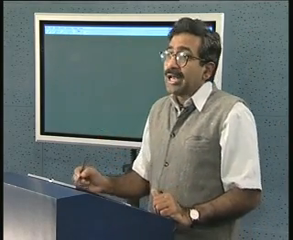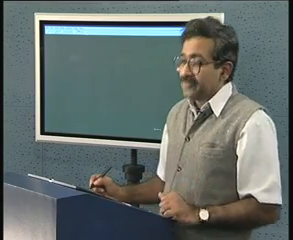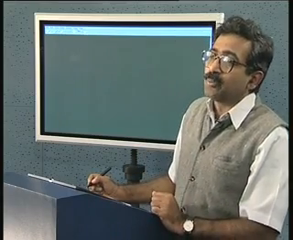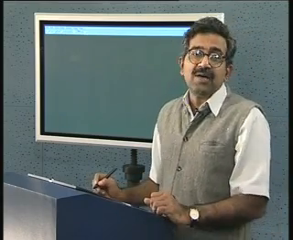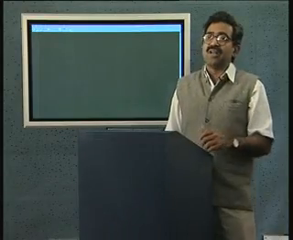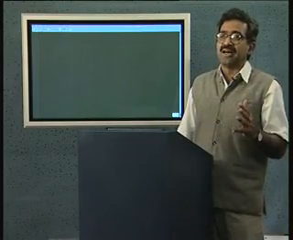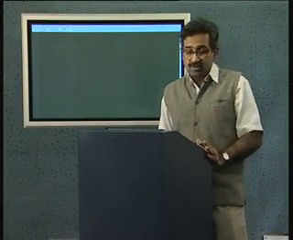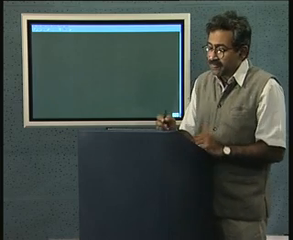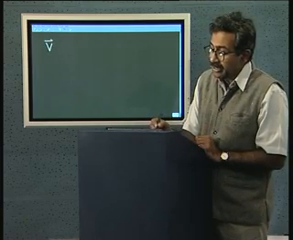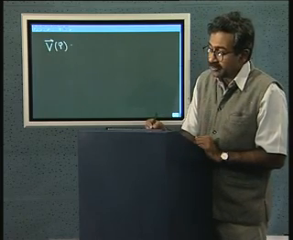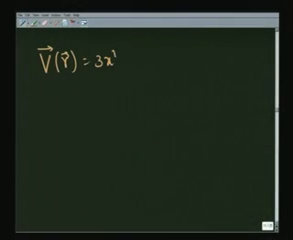Now you can consider a complicated example of this kind. For example, if you look up a book like Griffiths or Purcell, they will give you all kinds of vector fields and they will ask you to calculate divergence, curl or line integral, and so on and so forth. So let me write one vector field at random. Let me write a vector field V of r to be 3x squared i cap plus 8yz j cap minus 3r squared z cap.